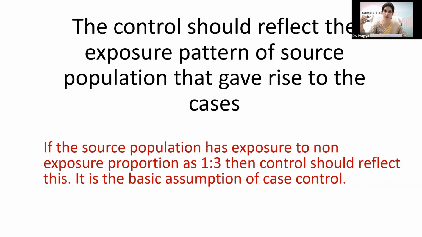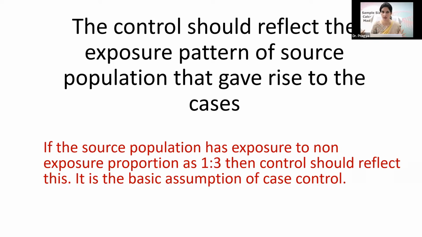So if the source population has exposure to non-exposure proportion in 1:3, then the control should also reflect the same exposure pattern. That's why we say that community-based controls are always good, because they reflect the true status of the exposure. So this is the basic assumption of the case control study, and that should be kept in mind whenever you try selecting controls, because selection of control is the toughest decision in the case control study.